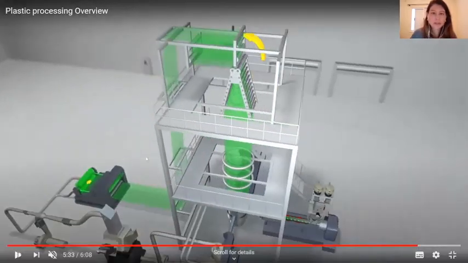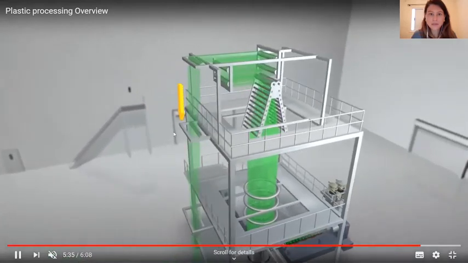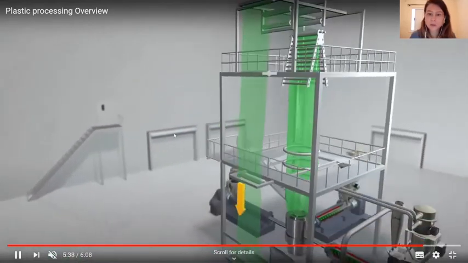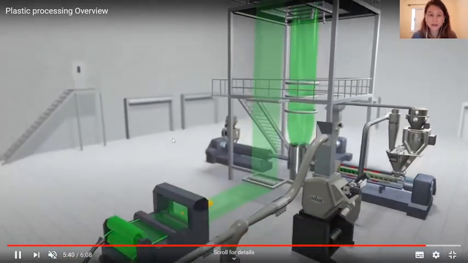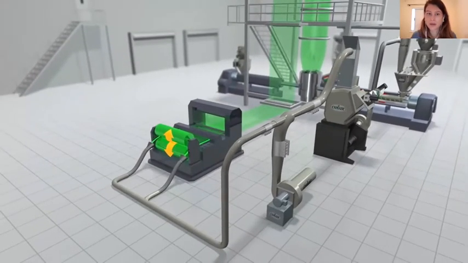And as you can see, there are rolls on the top of the bubble that control, that also enable us to control the alignment of the chains and the properties of the polymer. And after that, all along, the polymer is cooled, and then the film is stored on rolls for then being used.